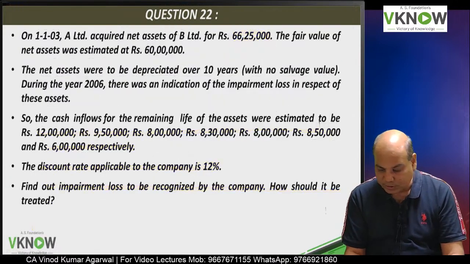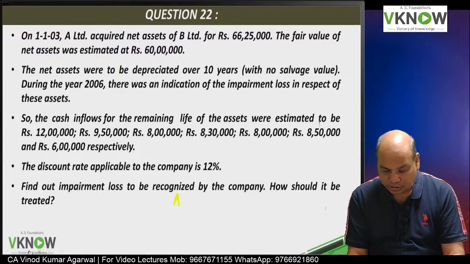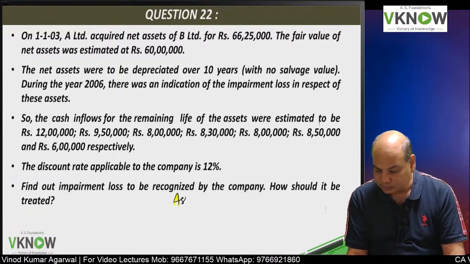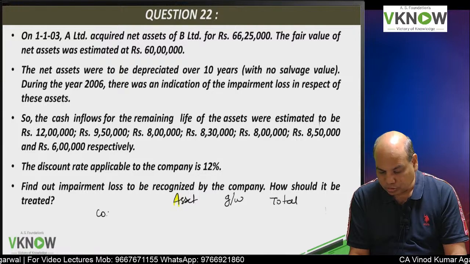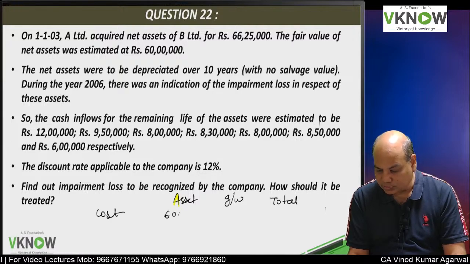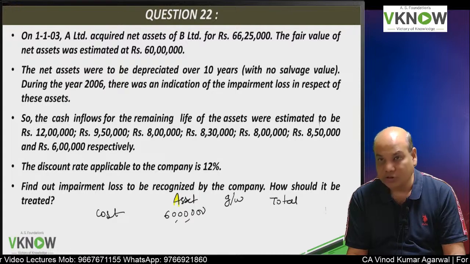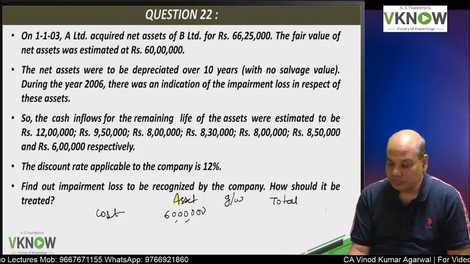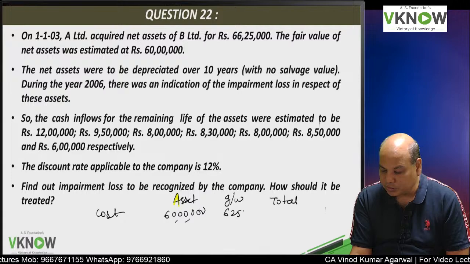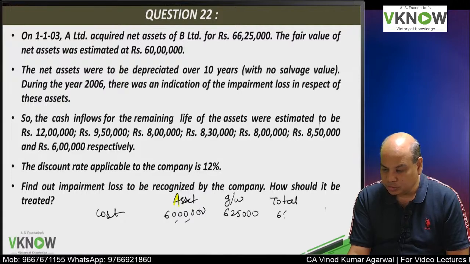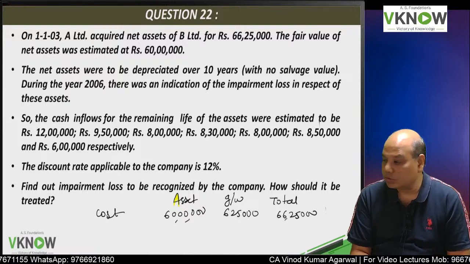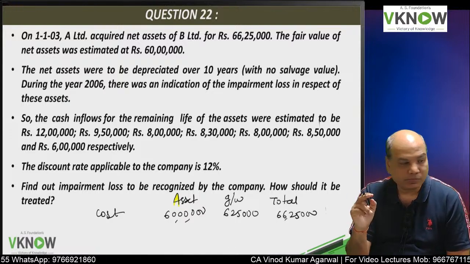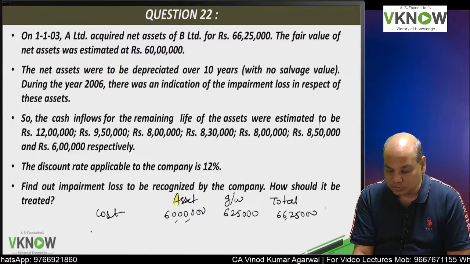Carrying amount I can explain easily. Carrying amount I'll explain: asset, goodwill, total. Cost of the asset was 60 lakh. Tick mark. Those who have the book can just tick mark in your book. Goodwill was 6,25,000. Total 66,25,000. I have given the answer in the book. So please tick mark. As a homework, write in the notebook.